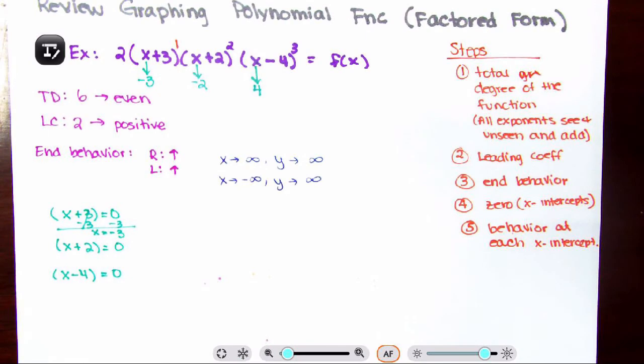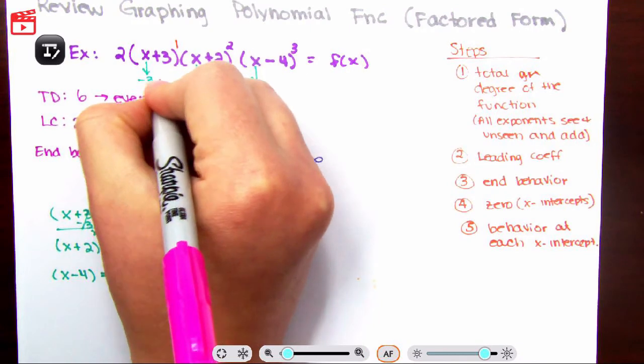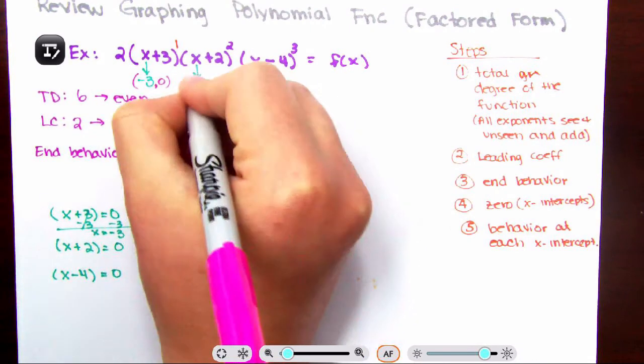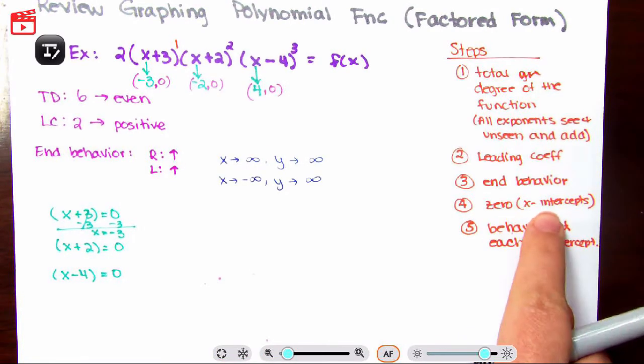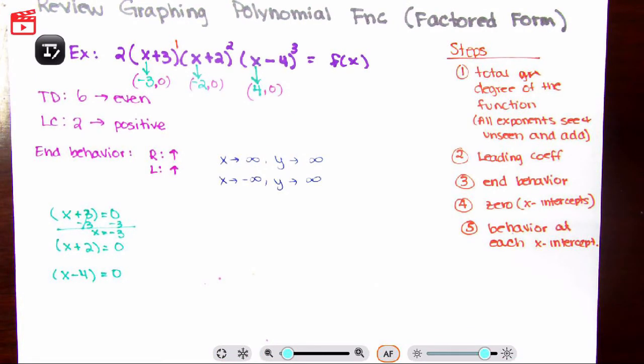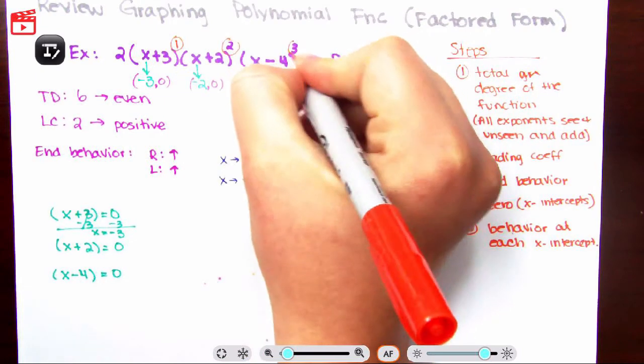Now, what does this represent? This represents our x-intercepts. Okay, these are our x-intercepts. That means I have a point here, I have a point here, and I have a point here. So we have now identified our x-intercepts. Now we need to identify the behavior of those zeros. The behavior of those zeros comes from the exponent of the bubble.